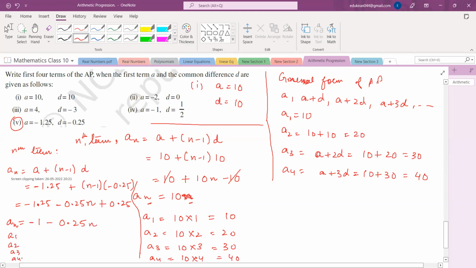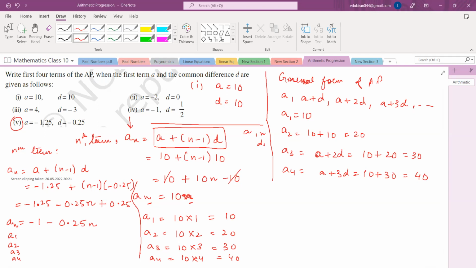In all the parts, I think this is a more convenient way of doing it. You obtain the general term, because in this formula there are basically three unknowns: one is A, one is n, and one is D. Two are already given to you, so you are only left with n. You just substitute the value of n and you can obtain the term. Similarly, you attempt all the parts.